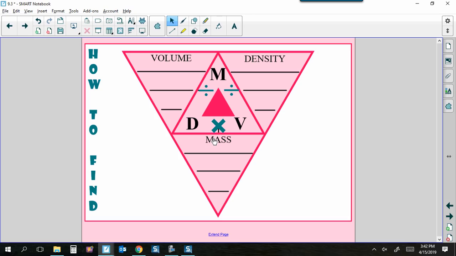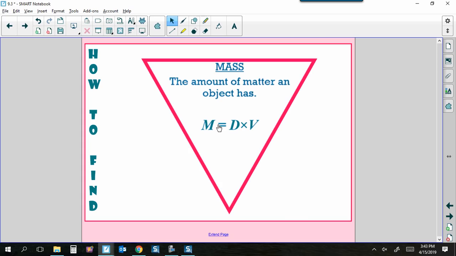And then lastly, if you're looking for your mass, which is down at the bottom, if you cover up the M in that middle triangle, you're left with that D and V right next to each other. So we are going to put a multiplication sign between them. So mass is calculated by taking an object's density and multiplying it by its volume. And again, mass is the amount of matter an object has. Mass is equal to D times V.